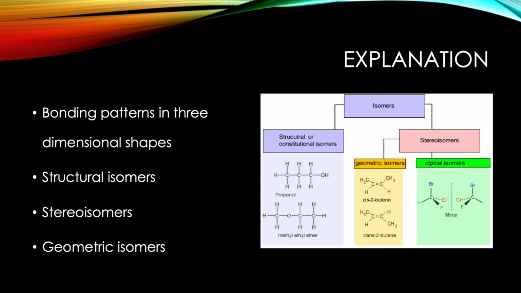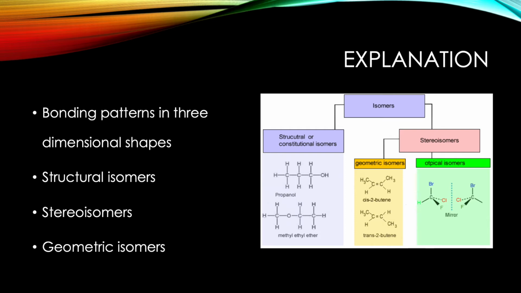There are three different types of isomers, and they can be identified through their bonding patterns and structures. There are structural isomers, stereoisomers, and geometric isomers. Structural isomers can be identified by the way the atoms connect to form different functional groups. Stereoisomers will have the same atoms and bonding patterns, but take up different arrangements.